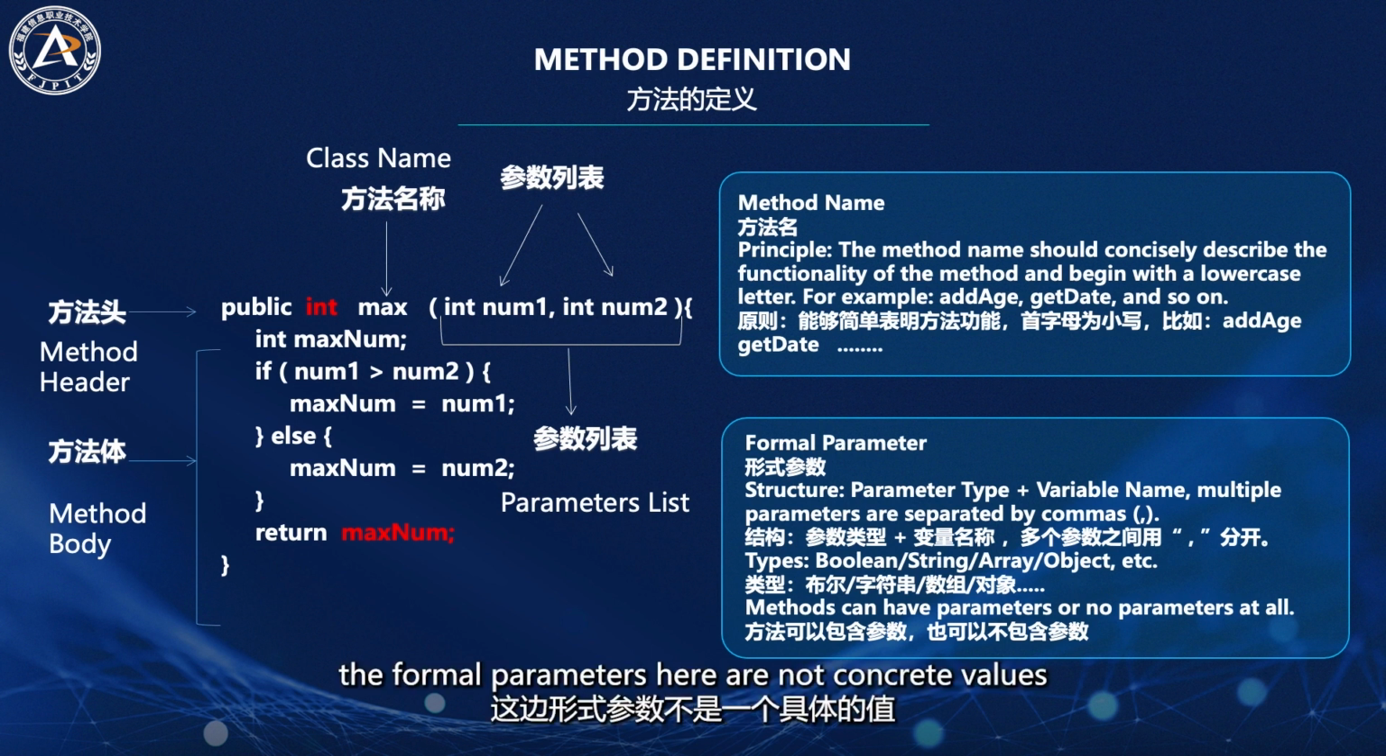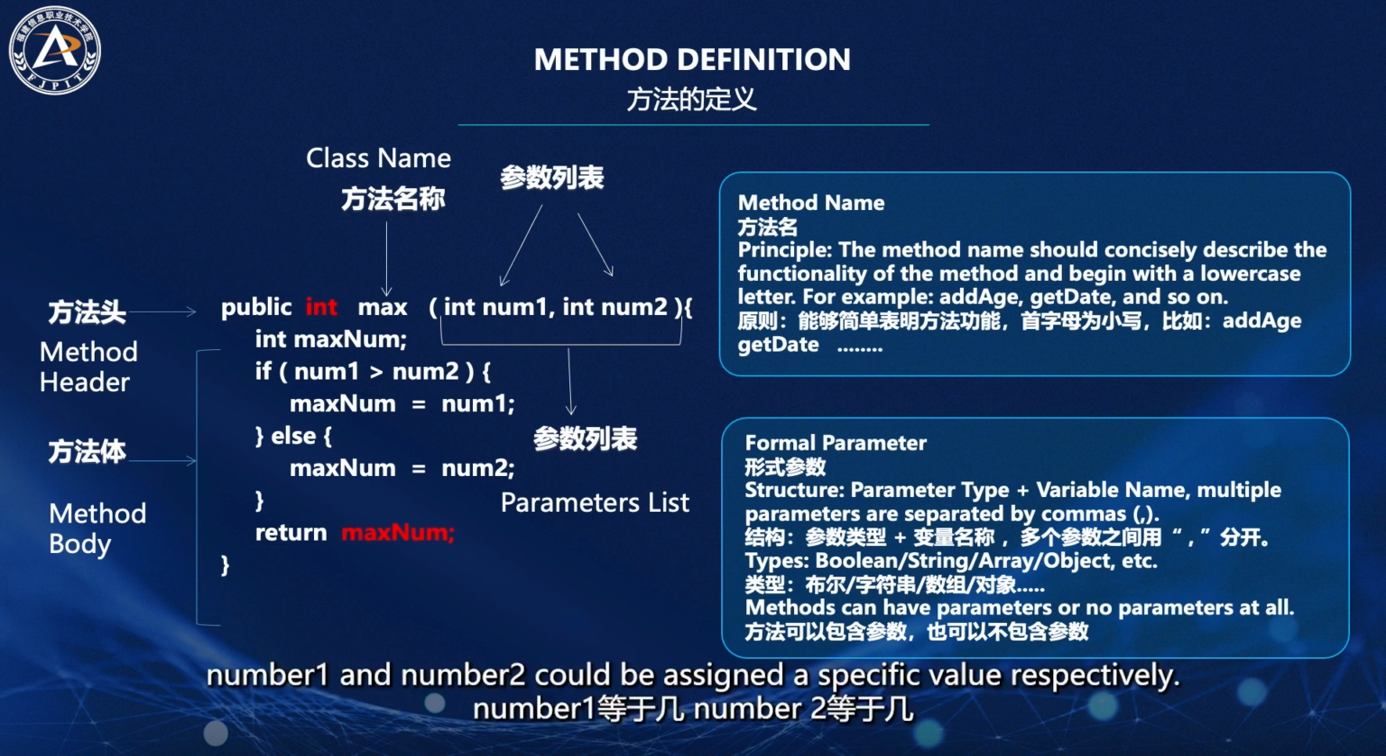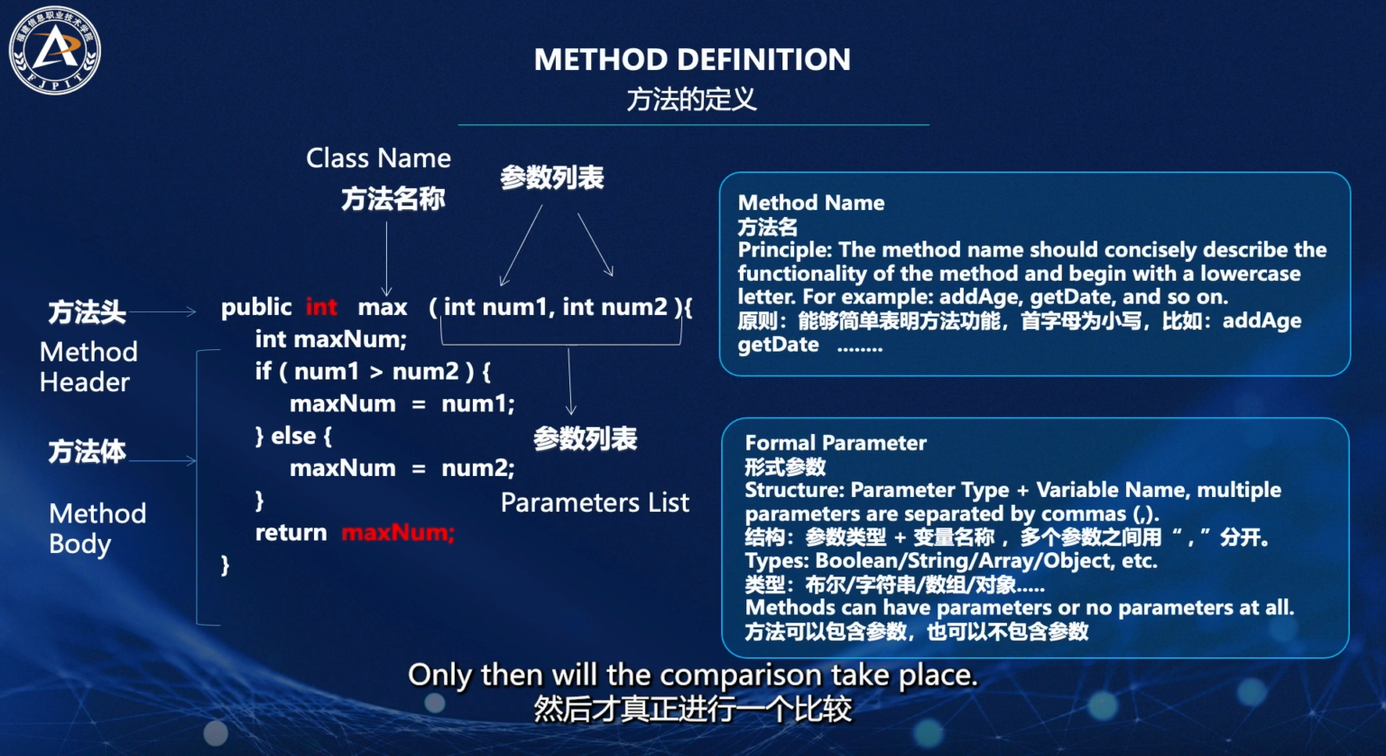However, the formal parameters here are not concrete values. They are just representations. Number1 and number2 are placeholders. When we make specific method calls, we actually pass values to them. For example, number1 and number2 could each be assigned a specific value. Only then will the comparison take place.